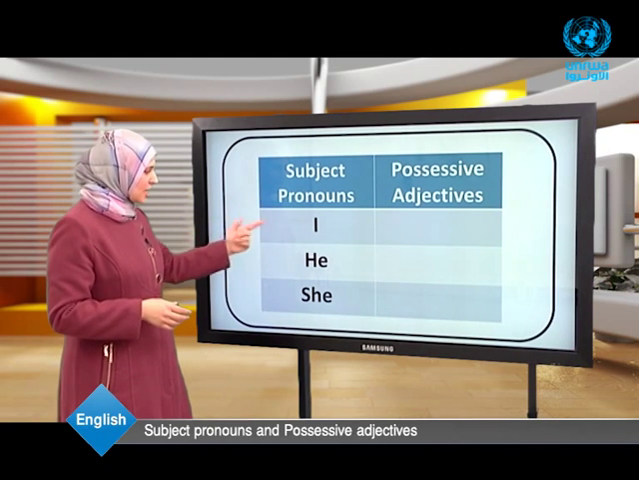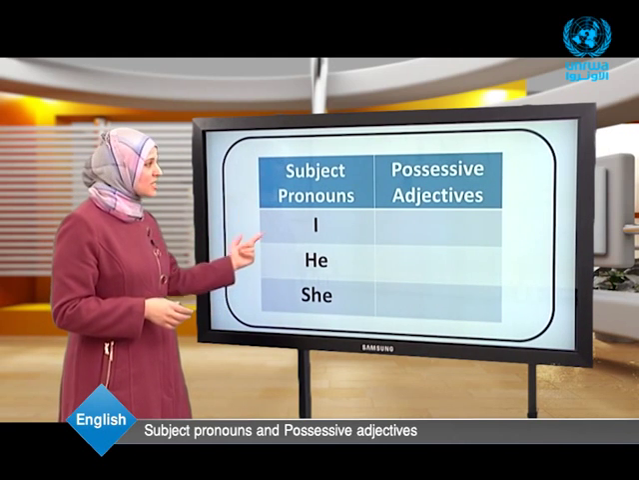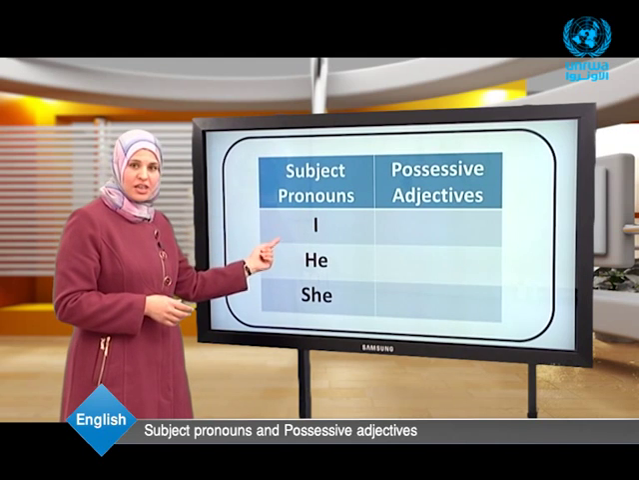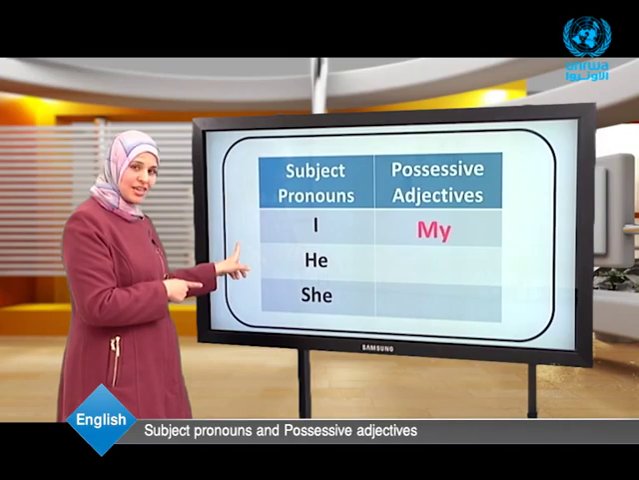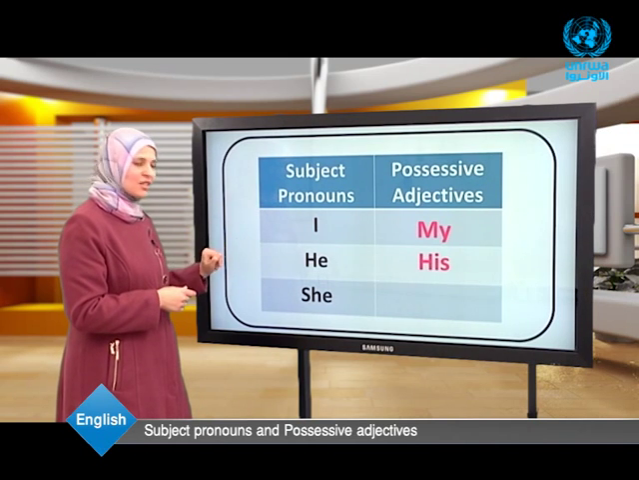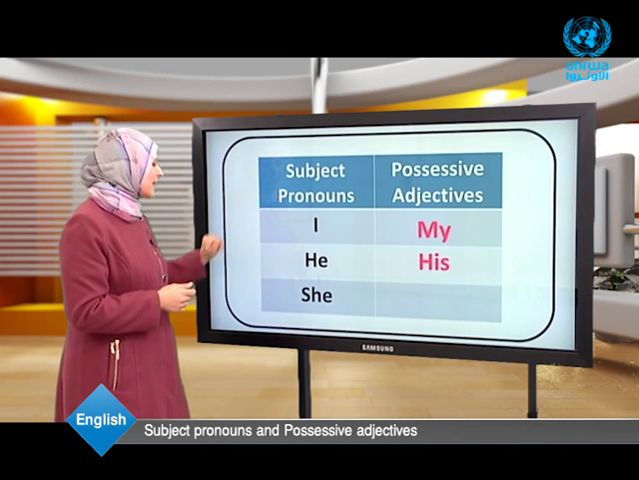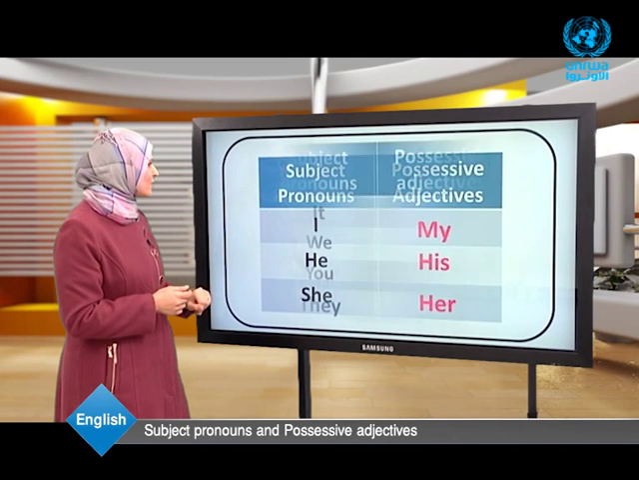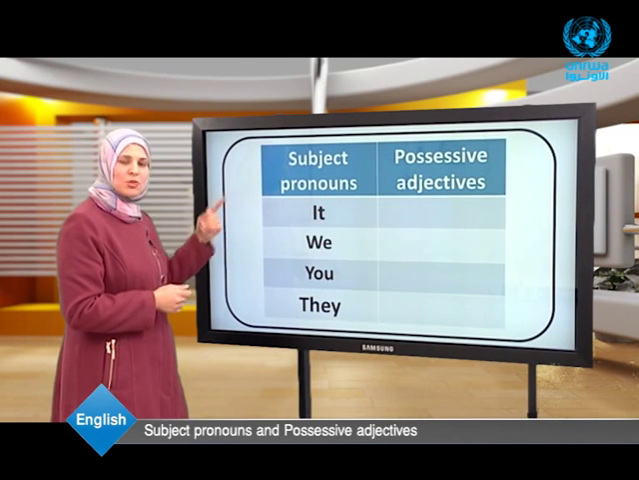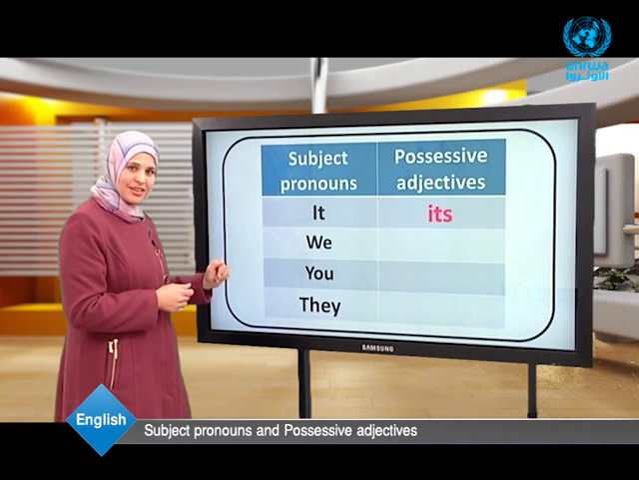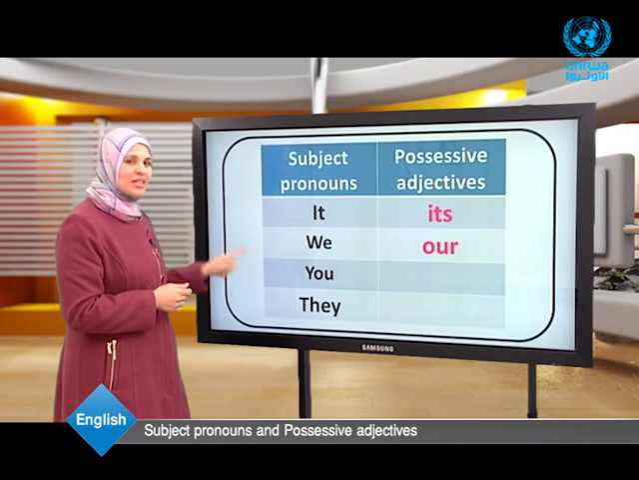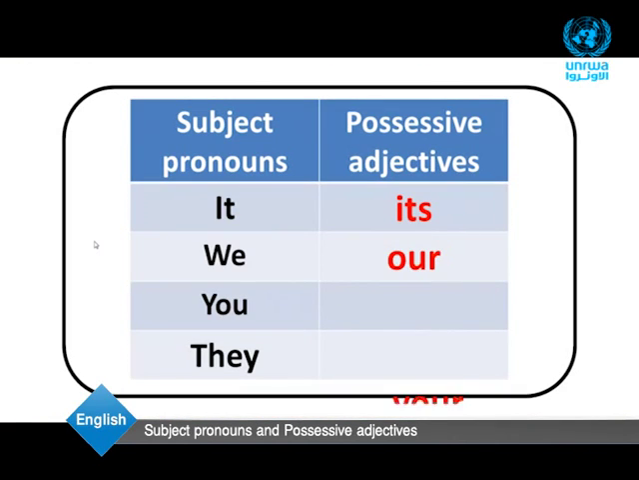Now, let me remind you of both subjective pronouns and possessive adjectives. Subjective pronouns: I, he, she. So, what is the possessive adjective of I? My. And he? His. What about she? Her. Let's continue. It. What about the possessive adjective of it? Its. We. Our. What about you? Your. And the last one, they: their.